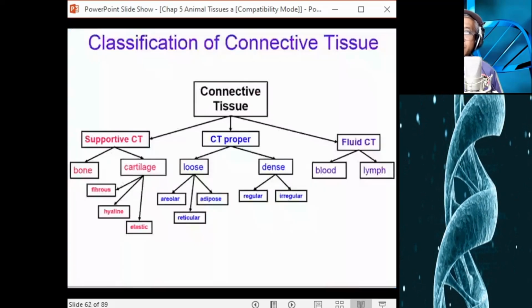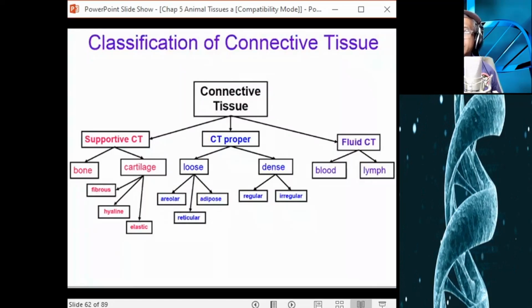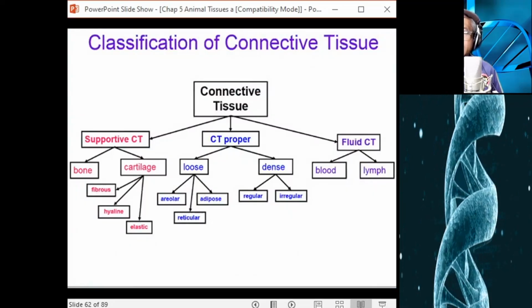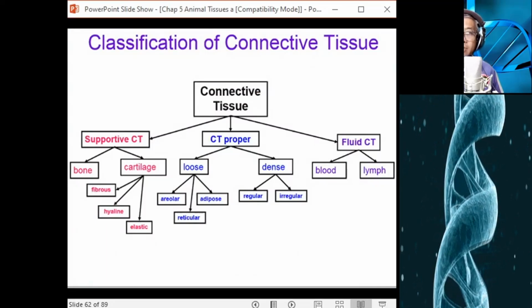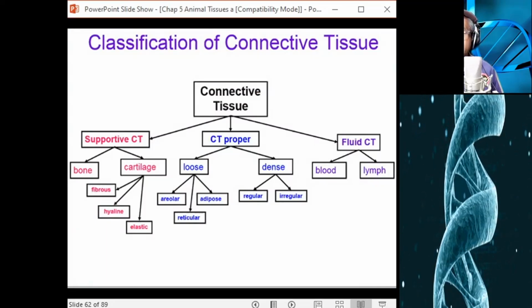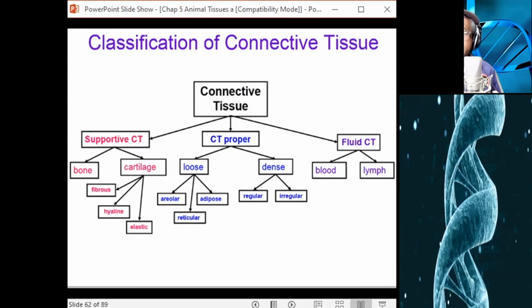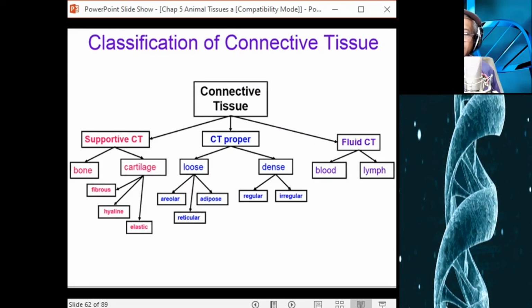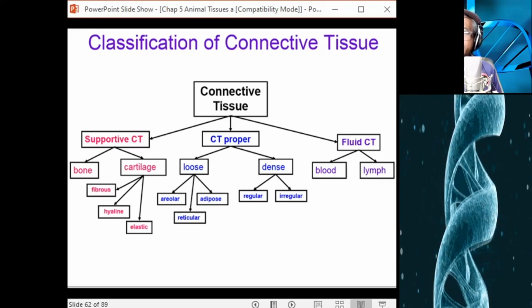For the types of connective tissues, we have the following. Connective tissues can be classified as follows. We have supportive connective tissue, and we have connective tissue proper and fluid connective tissue. So dito muna tayo siguro sa connective tissue proper.